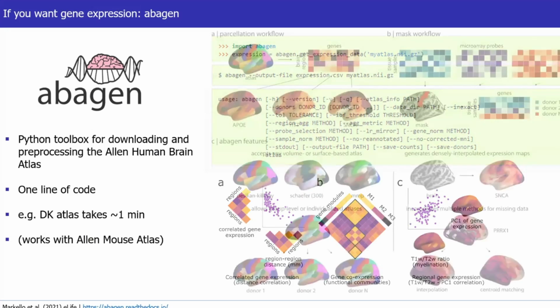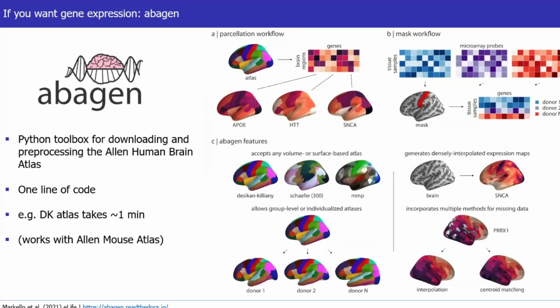And then what you can do with this, I mean, the possibilities are endless, but you can do all the stuff you might have seen in the literature, like do region of interest analysis. You can mask out a region. You can focus on specific genes that you're interested in, ApoE or SNCA, things like this. It'll work with any atlas that you give it, and you can also do dense interpolation.